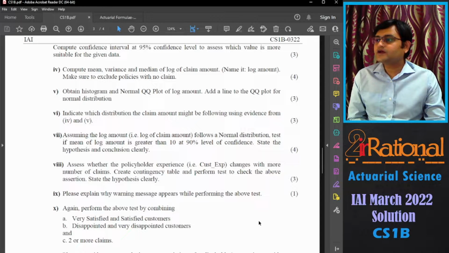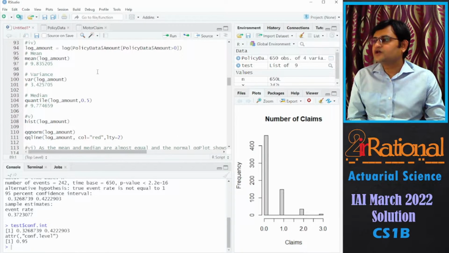Fourth part, compute the mean, variance and median of log of claim amount. Name it log_amount. You cannot keep a space when you're naming anything, so log underscore amount is what we should be keeping the name as. Make sure to exclude policies with no claims. So they have clearly said we do not want any policies with no claims. So we'll say log_amount would be log of policy_data$amount such that policy_data$amount is greater than 0. So we have made sure that it is not equal to 0.